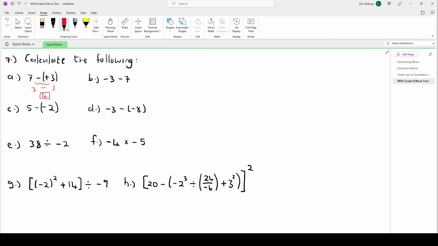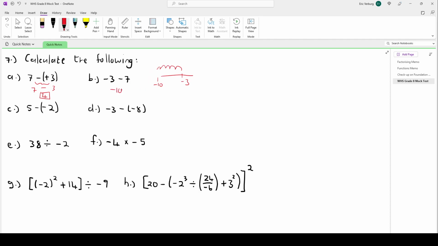Okay, next, negative 3 minus 7. So we're at negative 3 on the number line. And then we have to move 7 to the left because we're subtracting 7, right? So we're going 7 this way. So that'll give us all the way to negative 10. So negative 4, negative 5, negative 6, negative 7, negative 8, negative 9, negative 10.